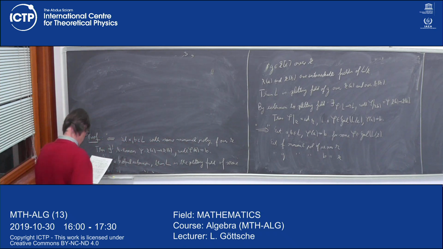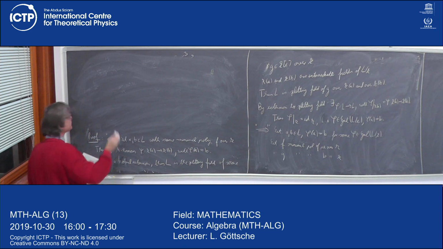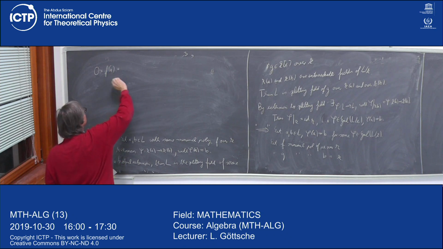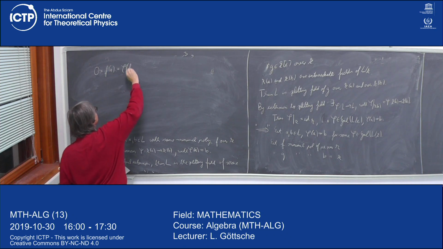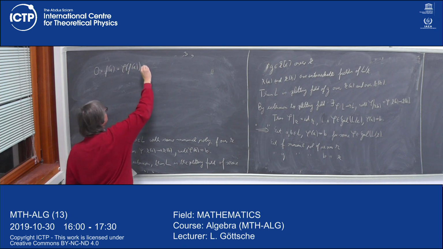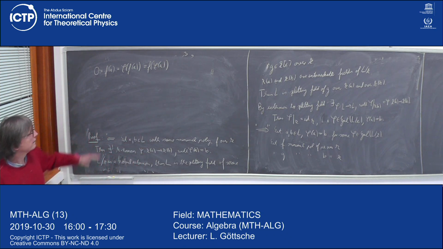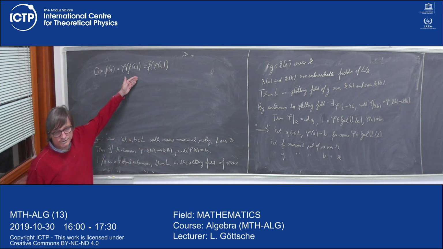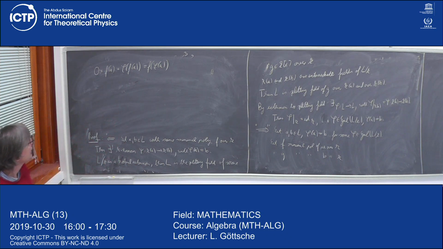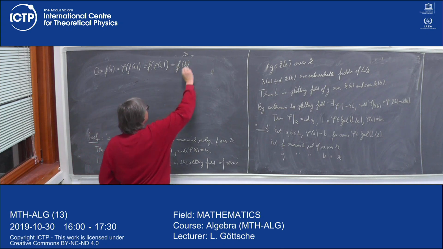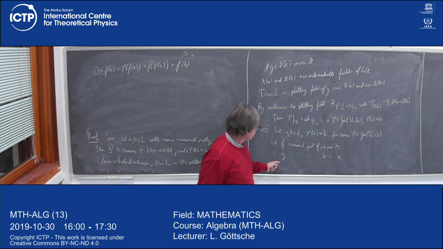Namely, we have 0 is equal to f of A, is equal to phi of f of A, is equal to f of phi of A. The same thing, because f was a polynomial with coefficients in K, so the same trick as before works. So thus, which is f of B. So B is also a 0 of f.